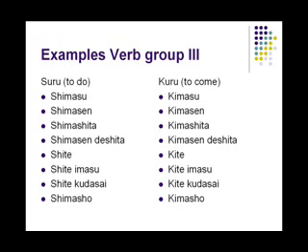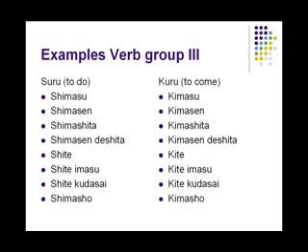First, we will have the present tense. Shimasu is for the present tense. Shimasen is the negative form of present tense. Shimashita is the past tense. Shimasen deshita will be the negative form of past tense. Shite is the te form. Shite imasu is the present continuous. Shite kudasai is for a request. Shimasho is suggestion. Okay, so these were the forms.